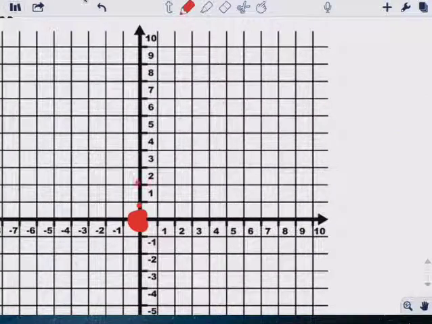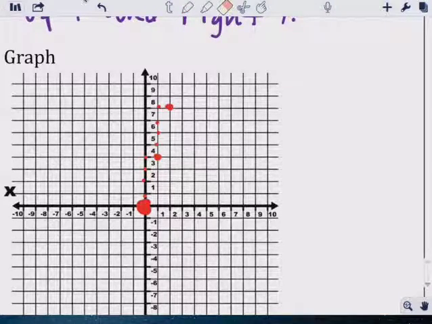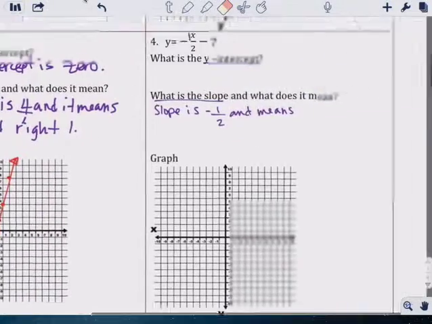Up 1, 2, 3, 4, right 1. Okay? And then you go down 1, 2, 3, 4, like that. Oops. Anyways. Alright.